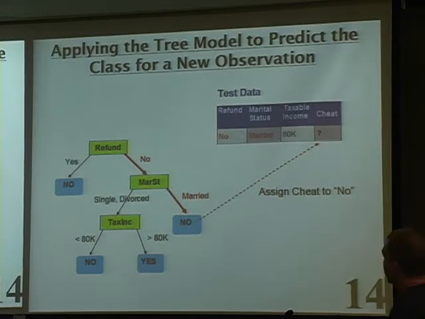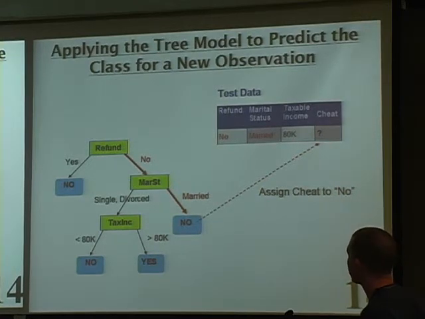Okay, so you just chase them down the tree until you get to a terminal node, and then the terminal node gives you the prediction, one of your 2 classes, in this case either cheating or not cheating.